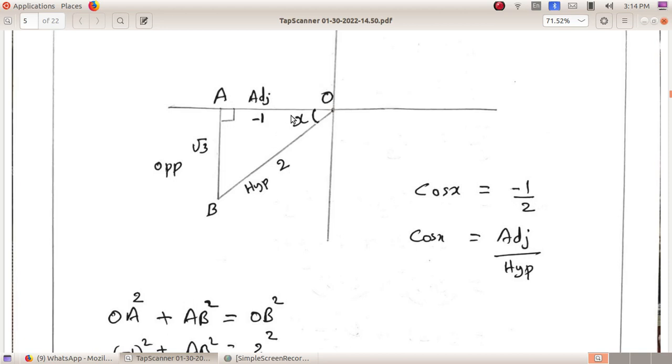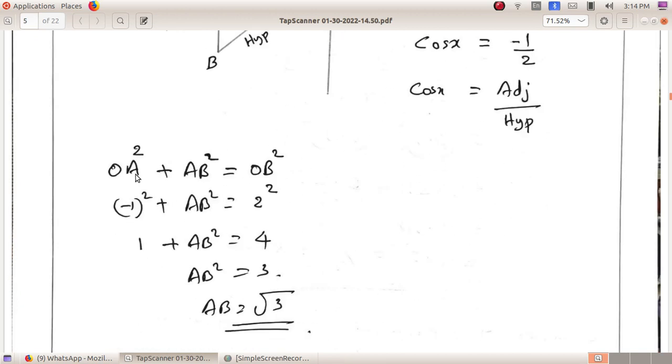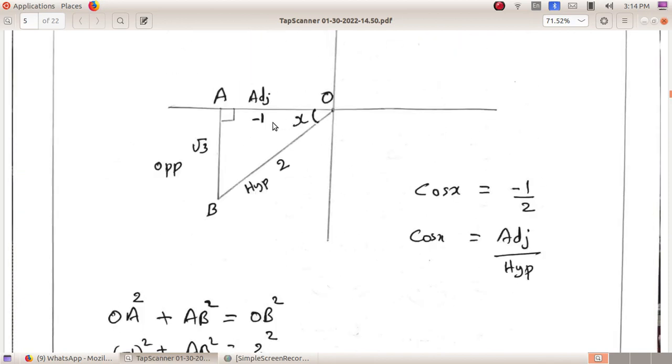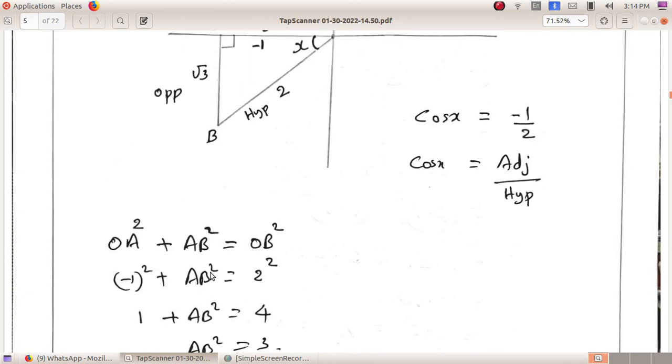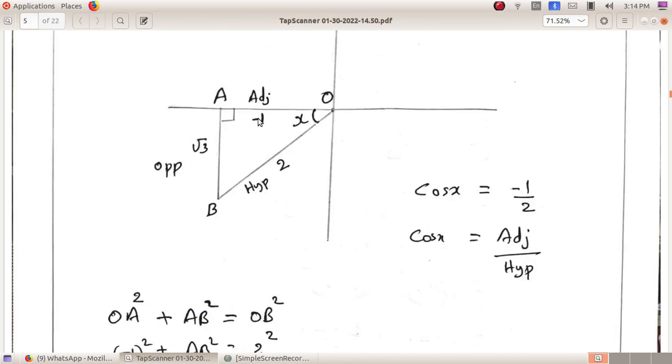2. By using Pythagoras theorem, we have OA square plus AB square equal to OB square. Then what is OA square? Minus 1 square plus, what is AB? AB is unknown because this is not given in the question. This is to be calculated.